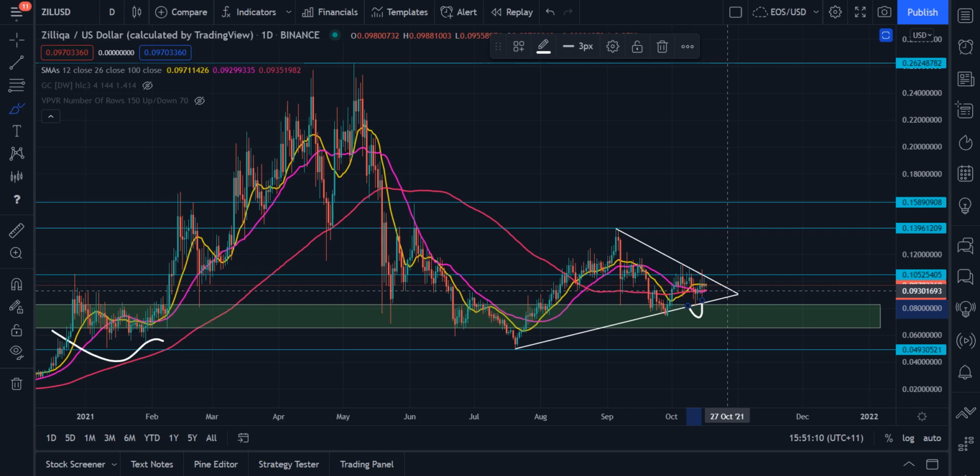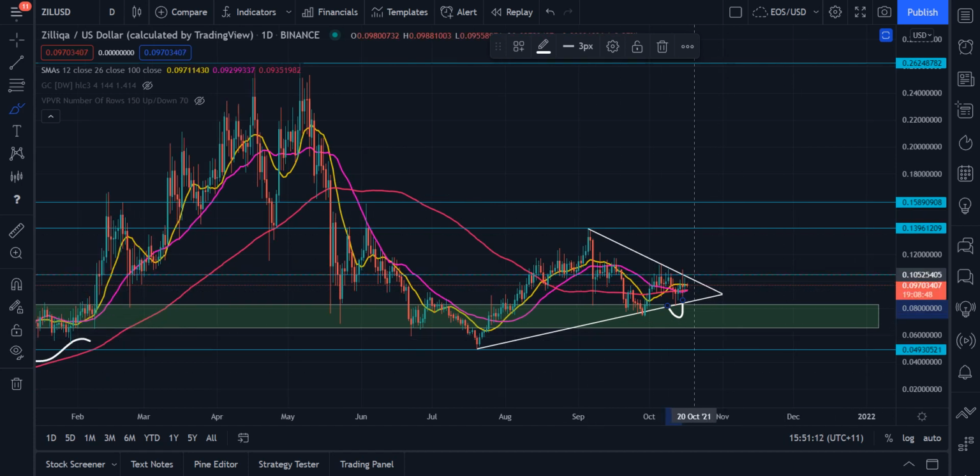If you want extra confirmation, you'd probably be waiting for a breakout to happen, and most notably waiting for this 10-cent resistance to break.